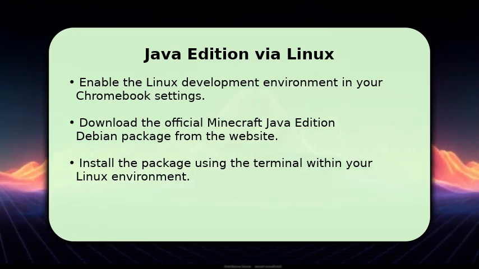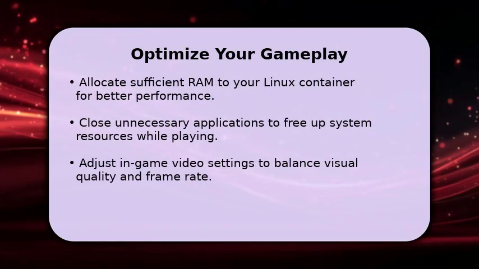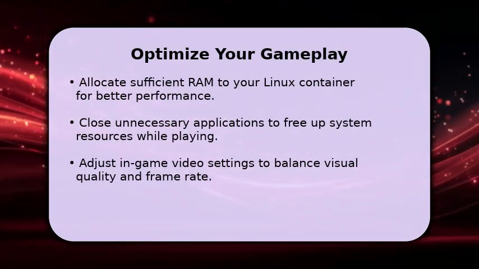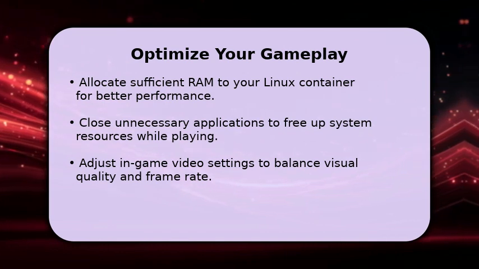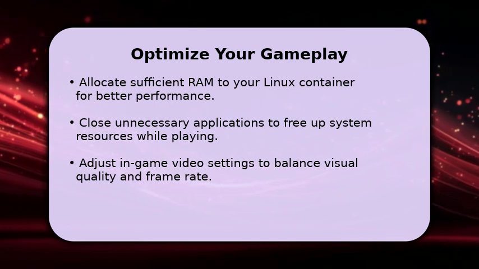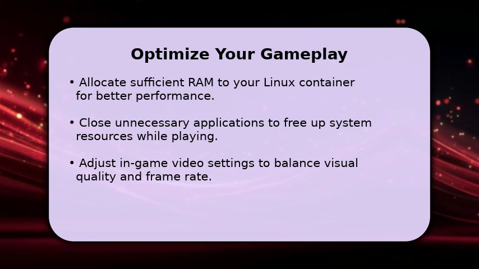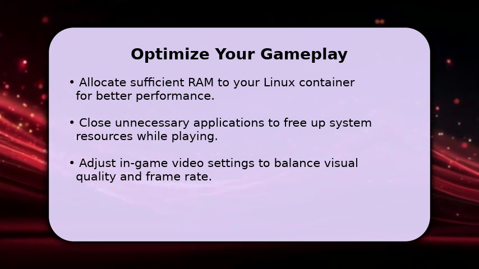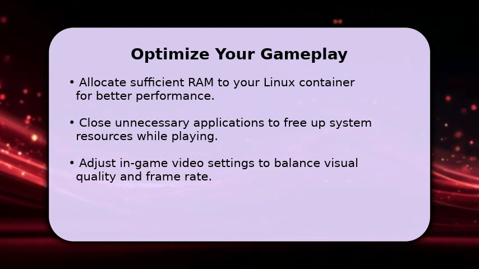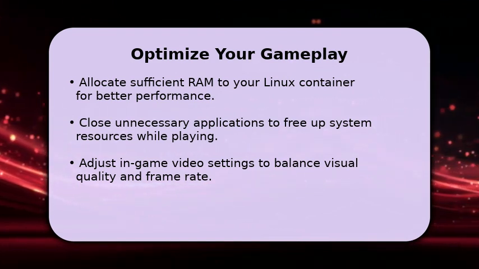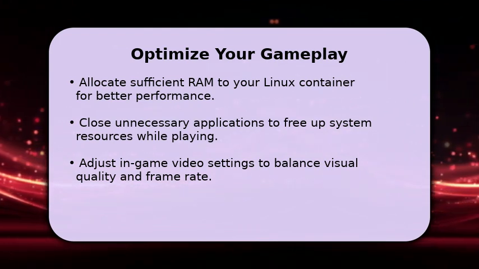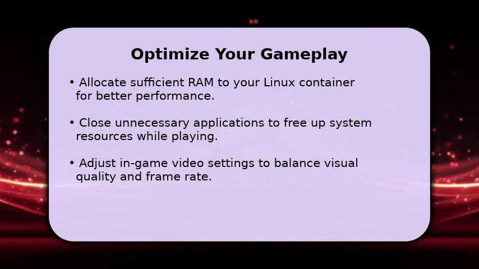the full Java experience. To ensure the best experience, optimize your setup. For Java Edition via Linux, allocate at least 4 GB of RAM to your Linux container in the settings. Always close other demanding applications to free up system resources. Within Minecraft, adjust video settings like render distance and graphics quality to find a balance between visuals and smooth gameplay. For Java players, performance mods can significantly boost frame rates, making your adventures even more enjoyable.